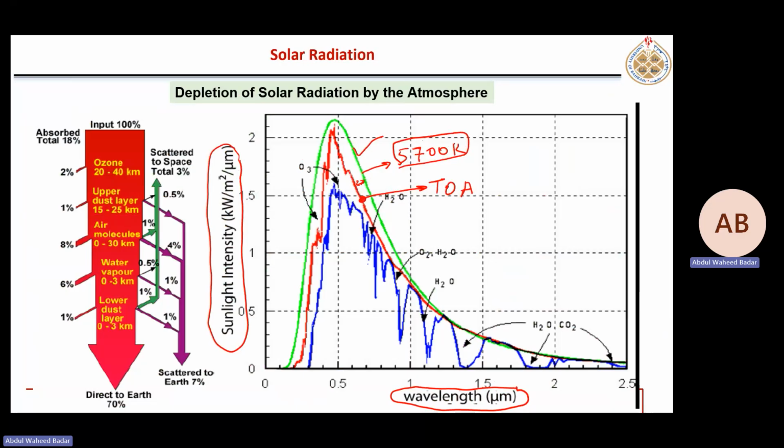Okay, now finally you see the blue curve. This blue curve is the solar radiation after it passes through the atmosphere. So the blue curve is the radiation which is finally reaching the surface of the Earth. Some of it will be absorbed. The absorption is at different wavelengths in water vapor, oxygen, and other gases. So that's why this blue curve is finally what we receive on the surface of the Earth.